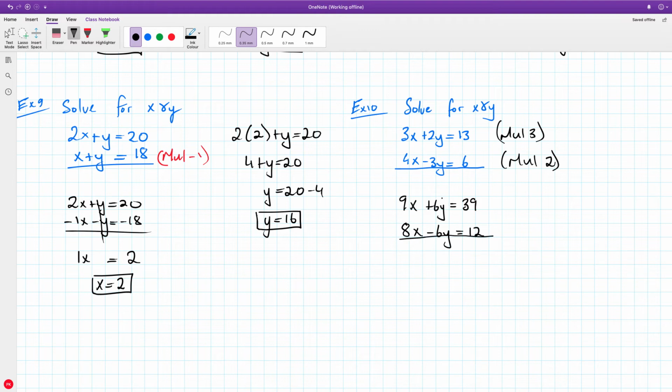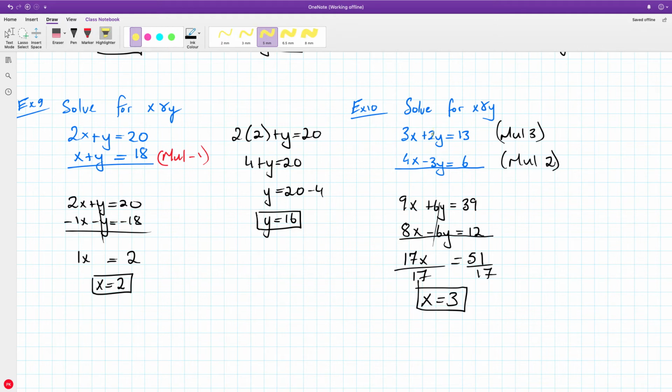Plus 6y and minus 6y cancel. 9x and 8x is 17x. 39 and 12 is 51. Divide across by 17. x is equal to 3. Great. Because we want to know what's the lowest number they have in common. So we wanted a plus 6y and a minus 6y, because that's the lowest number that 2 and 3 have in common. And then we sub it back in to get our y.